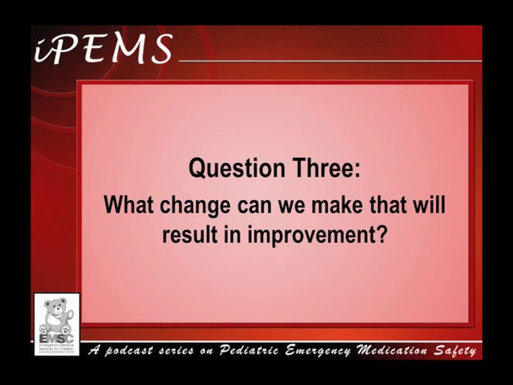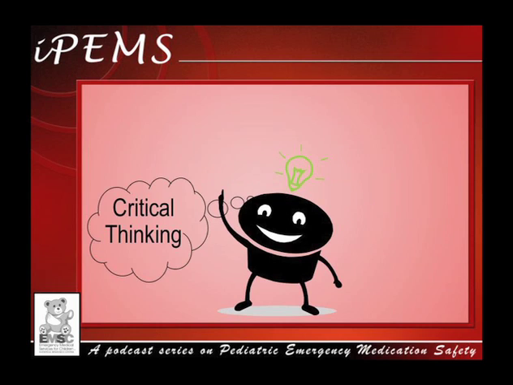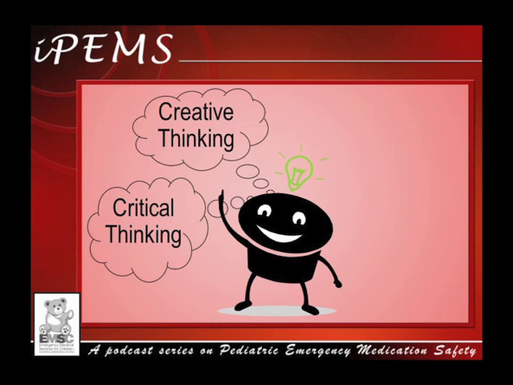The next question that your team needs to address is what changes you need to make that will result in improvement. The Associates in Process Improvement recommend the following to generate ideas. The first exercise is critical thinking. Try to gather data and reflect on how your system currently works. As you analyze the problem, think about potential solutions. Another strategy is creative thinking. You can't expect to continue to do the same thing and get different results. Try to think outside the box and come up with new and innovative strategies to solve your problem.